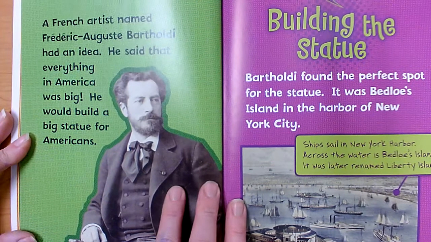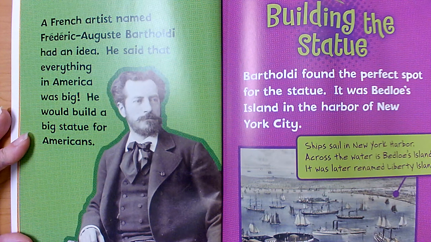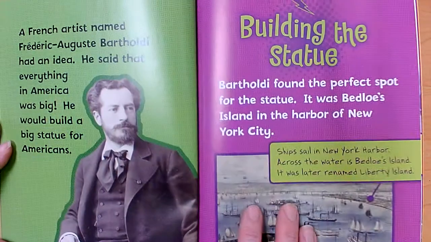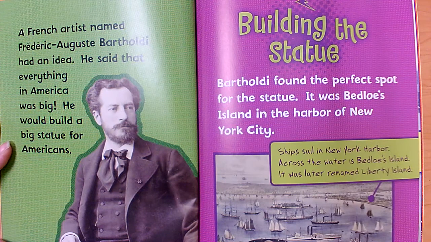A French artist named Frédéric Auguste Bartholdi had an idea. He said that everything in America was big. He wanted to build a big statue for Americans. Here's that key detail, building the statue. Remember we saw on the table of contents, we would find out about that on page 13. Well, here we are on page 13. And here's the heading, building the statue.